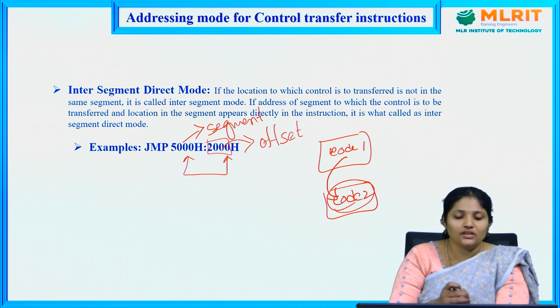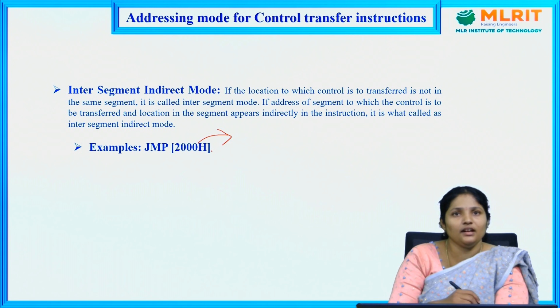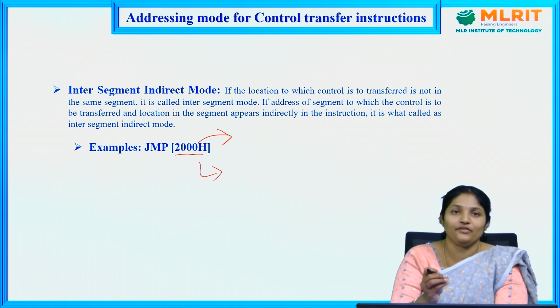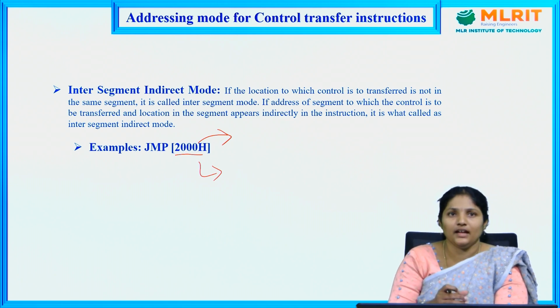So if we are mentioning the address directly in this particular instruction, then you can say that it is the inter-segment direct mode. For the inter-segment indirect mode, it would be the indirect way. Here we are mentioning the address indirectly. So the control will be transferred to the location where these address locations will be holding. So that particular data, what 2000H address location is holding, the control will be moved to that particular address location. So this is nothing but the inter-segment indirect mode, where we are mentioning the address indirectly.